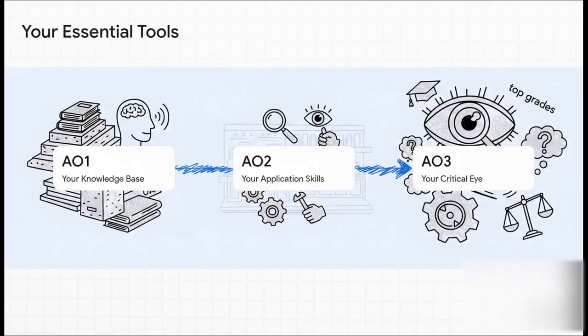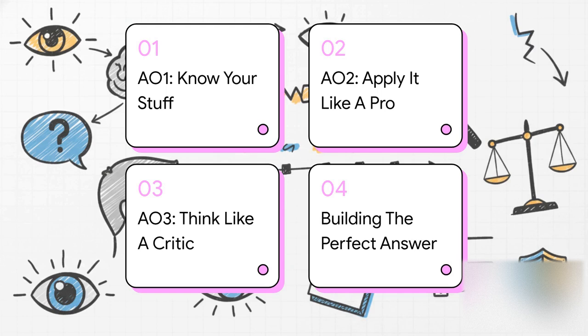Okay, these are your 3 essential tools, your secret weapons. AO1 is your foundation. It's what you know. AO2 is all about how you use that knowledge in a specific situation. And AO3, and this is the key to the top grades, is your critical eye, your ability to really evaluate the evidence. So here's our game plan. We're going to master each of these tools one by one, and then we're going to put them all together to construct that perfect top mark answer. You ready? Let's get into it.